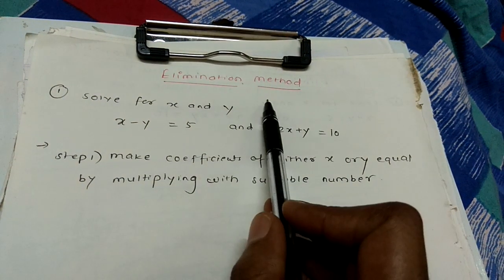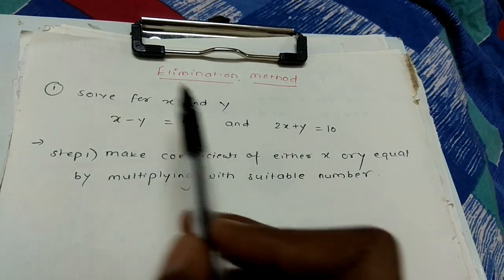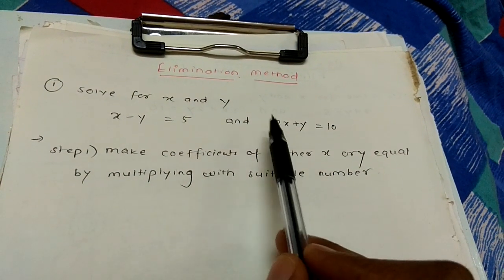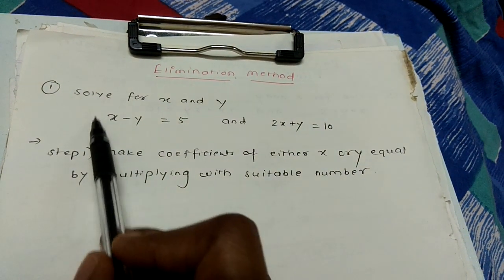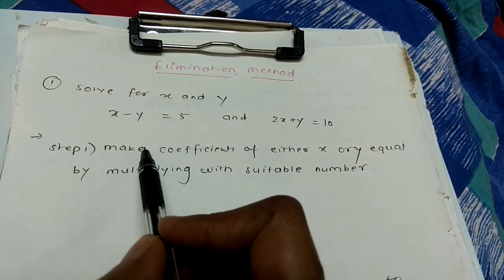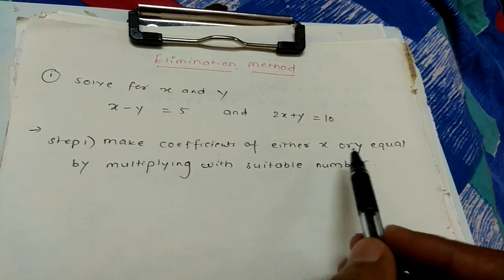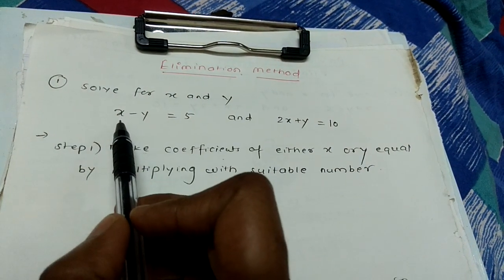Elimination method means you have to eliminate or delete something, so that elimination is of either x or y. So how to eliminate x or y, let us see. Usually we will eliminate x. See here, what is the first step? Make the coefficients of either x or y equal. So you have to decide which variable you are going to choose. I would like to choose x.